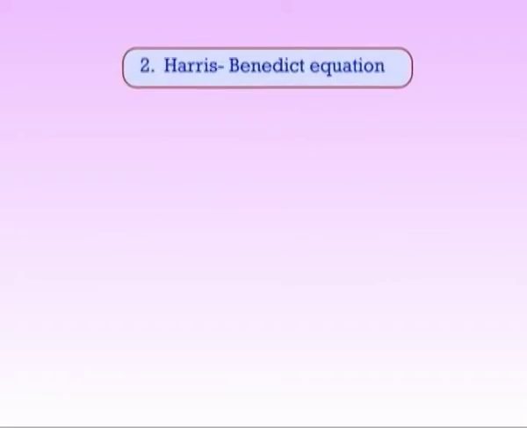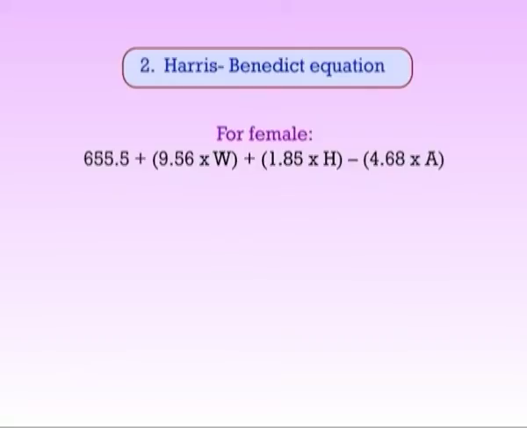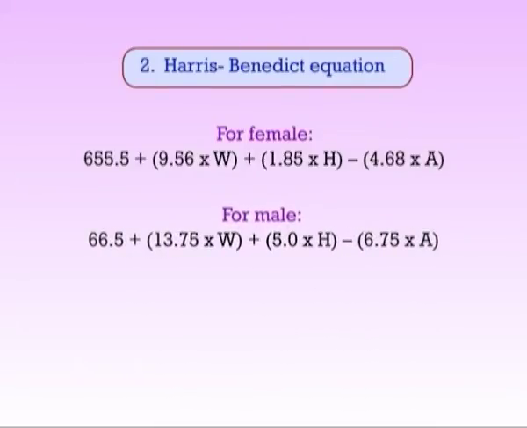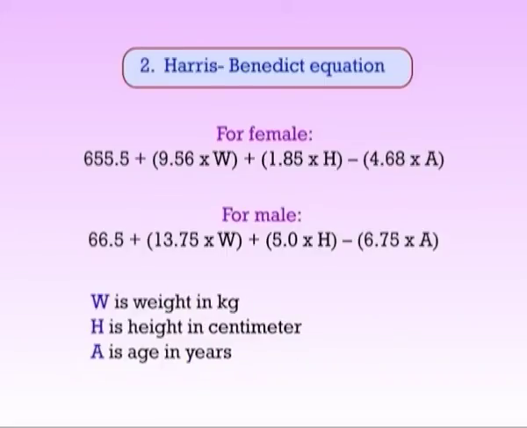Number 2, Harris-Benedict equation. The equation for female is 655.5 plus 9.56 into W plus 1.85 into H minus 4.68 into A. And the formula for male is 66.5 plus 13.75 into W plus 5 into H minus 6.75 into A, where W is weight in kilogram, H is height in centimeter, and A is age in years.